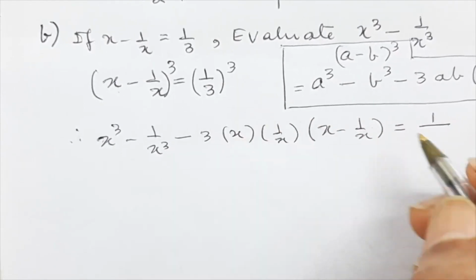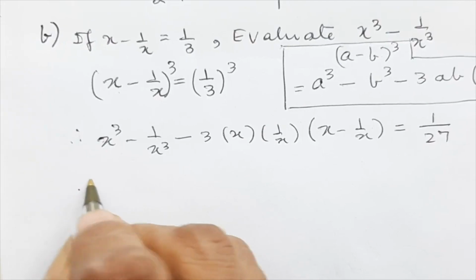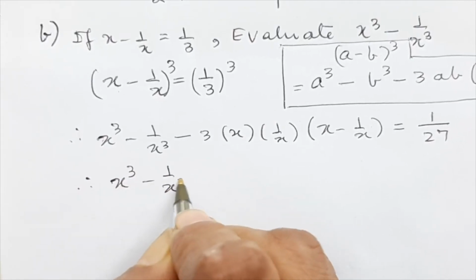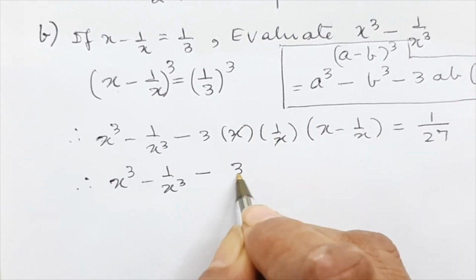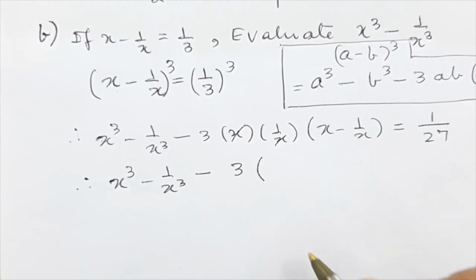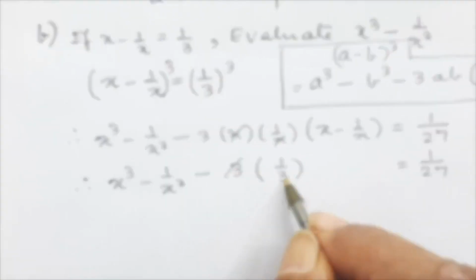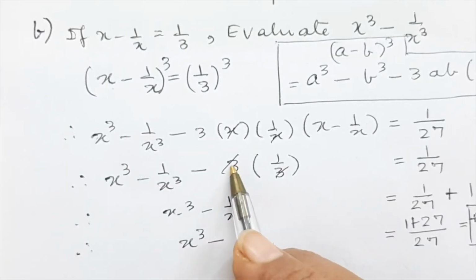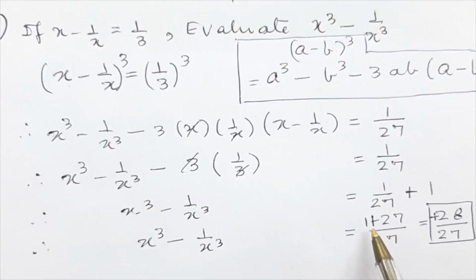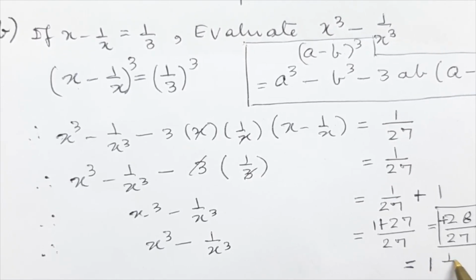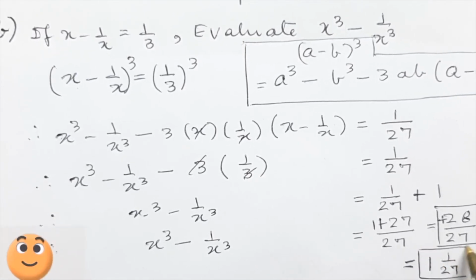1 cube is 1, 3 cube is 27. Now we have therefore x cube minus 1 upon x cube minus, it will be 3 into bracket x minus 1 upon x, which is 1 upon 3, and that is, so as you can see, we have this minus 1 transferred this side. You will have 1 plus 27 in the numerator. That gives us 28 upon 27, which is the answer, but we will write it actually as 1 and 1 upon 27. We convert it into a mixed fraction and we write it as our answer.